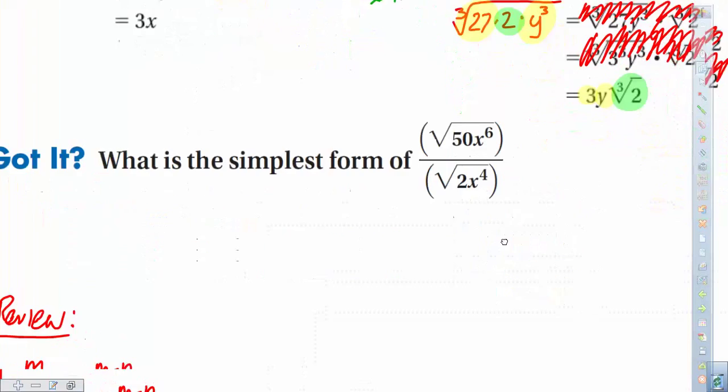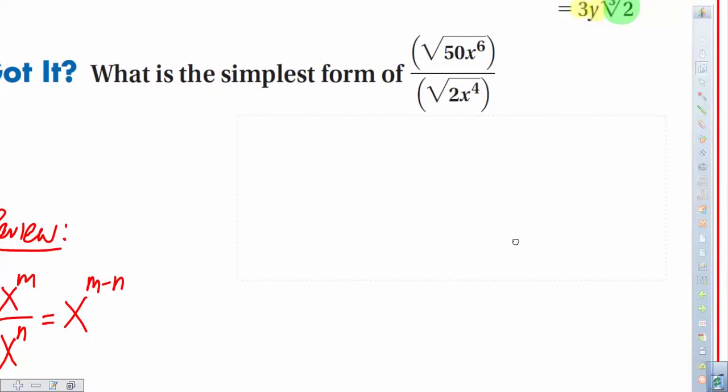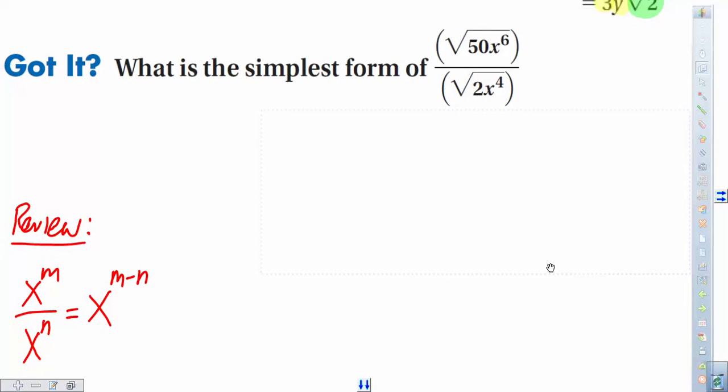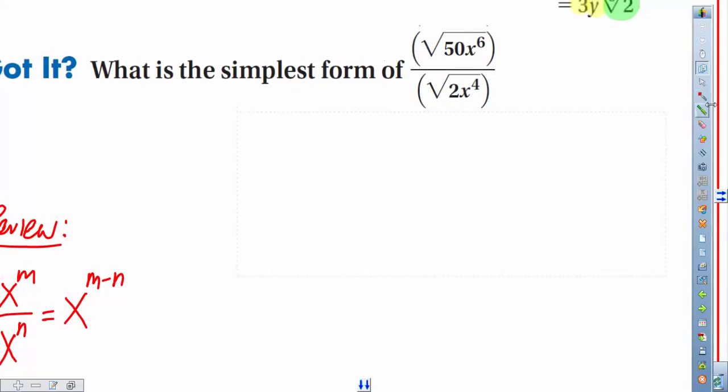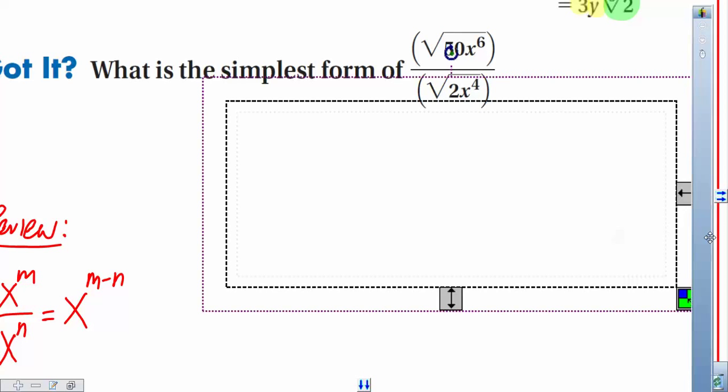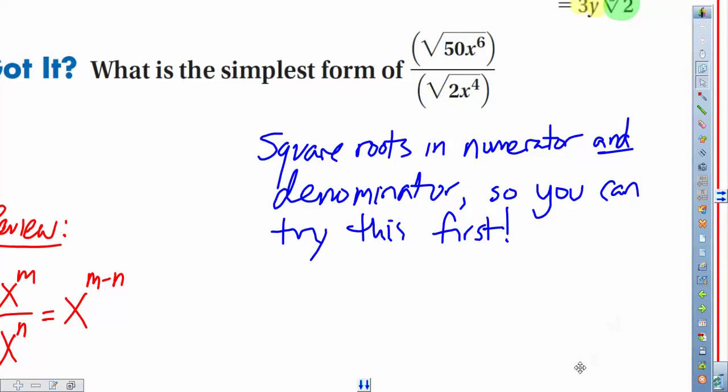So, this one here, I actually am going to have you pause the video, and I'm going to give you a shot at it. Now what I have here in this box is just justification for why this works. Remember, why is it okay for us to simplify this as just one big fraction of one big square root? It's okay because we have square roots in the numerator and the denominator. So you can do that first.